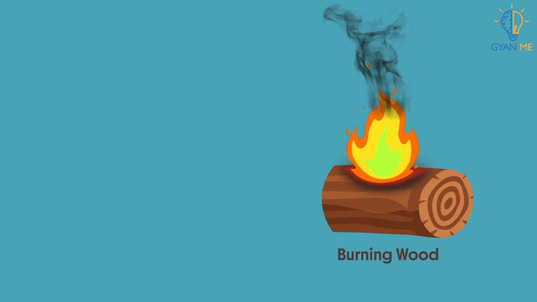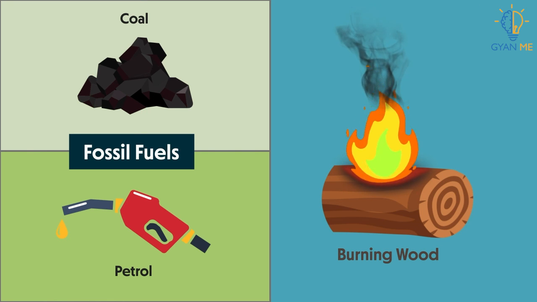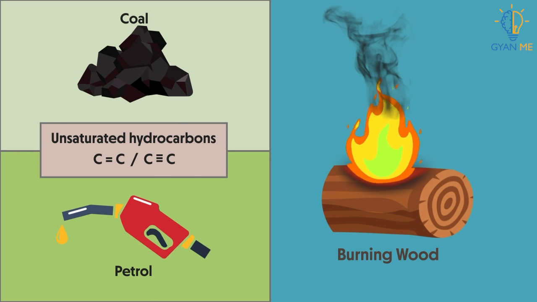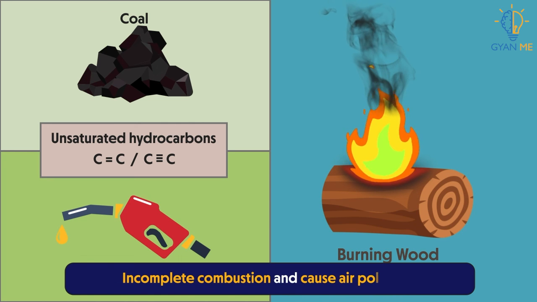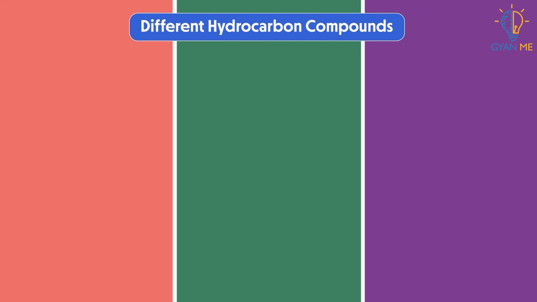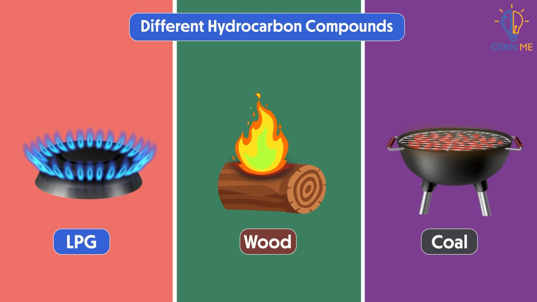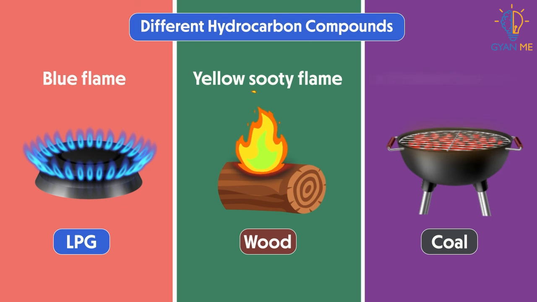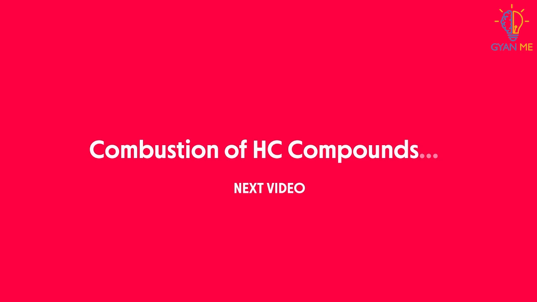In addition, we know that fossil fuels such as coal and petrol, which are formed from biomass due to various biological and geological processes, also contain unsaturated hydrocarbons, and thus they undergo incomplete combustion and cause air pollution. So students, we now know the reason why different hydrocarbon compounds like LPG, coal and wood burn differently, producing either different kinds of flame or sometimes not even producing it, simply just glowing. In the coming videos, we will see some more aspects of combustion of hydrocarbon compounds.